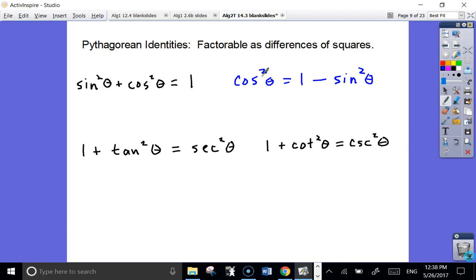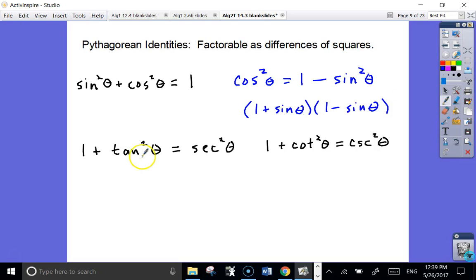And even sometimes you can keep going, because I can say now that this 1 minus sine squared is a difference of squares. So that's 1 plus sine times 1 minus sine. Sometimes that's a useful substitution to know.